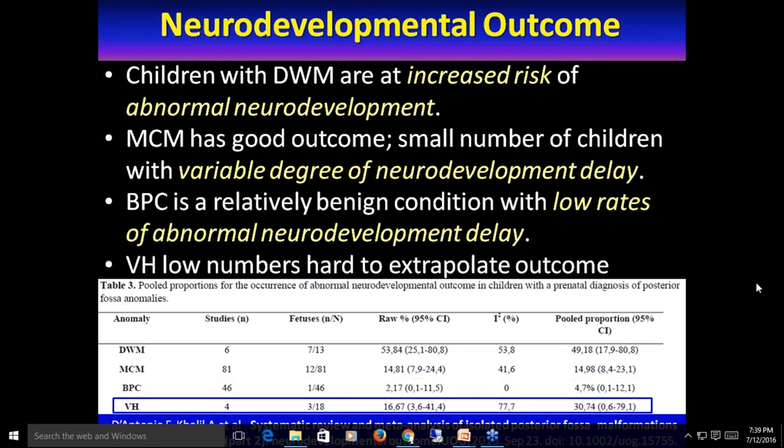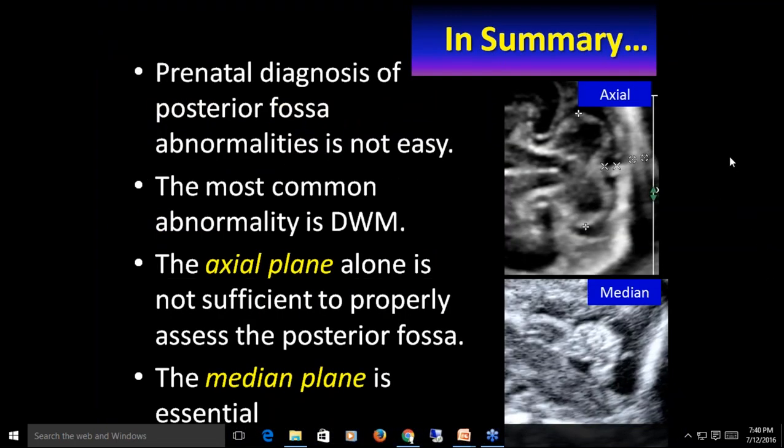In this systematic review, they had very few numbers of cases of vermis hypoplasia. Therefore, it was very hard for them to extrapolate the outcome. But if we look at this small number of cases, about 30% of them had poor neurological outcome. So, in summary, prenatal diagnosis of posterior fossa abnormality is not easy.